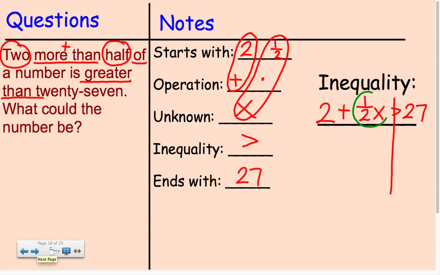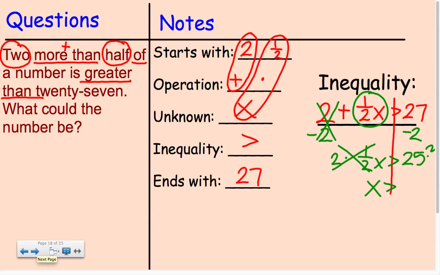This is my couple, 2 is my third wheel, so minus 2 on both sides. 27 minus 2 is 25. To get rid of a fraction, I have to times by the reciprocal. So the reciprocal of 1/2 is 2 over 1, or 2. So those make 1. 25 times 2 is 50. So my answer is x is greater than 50.